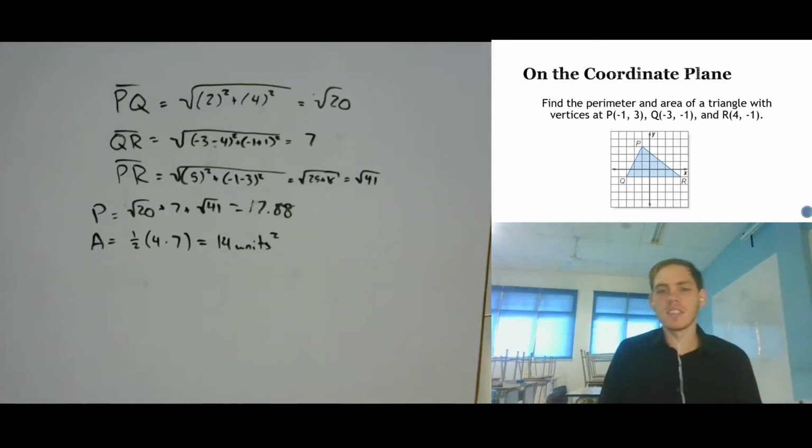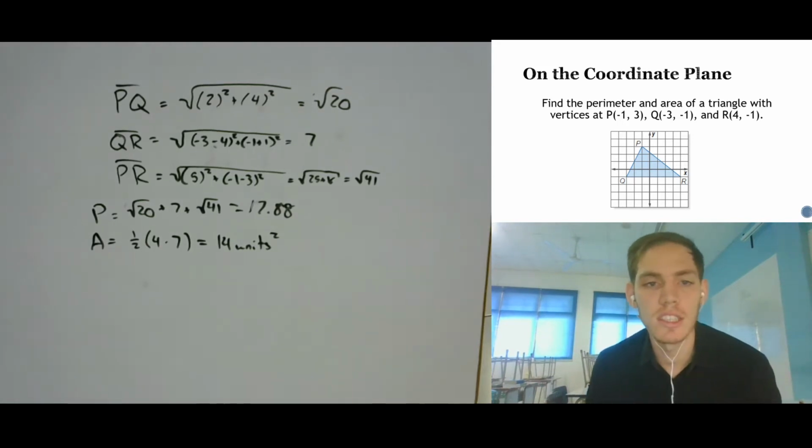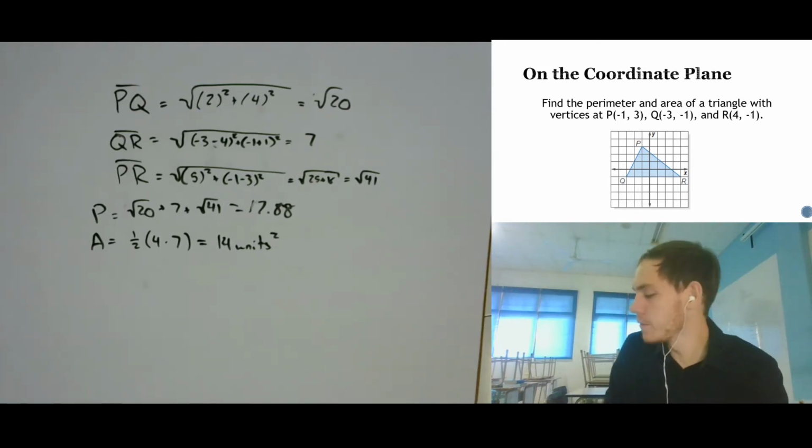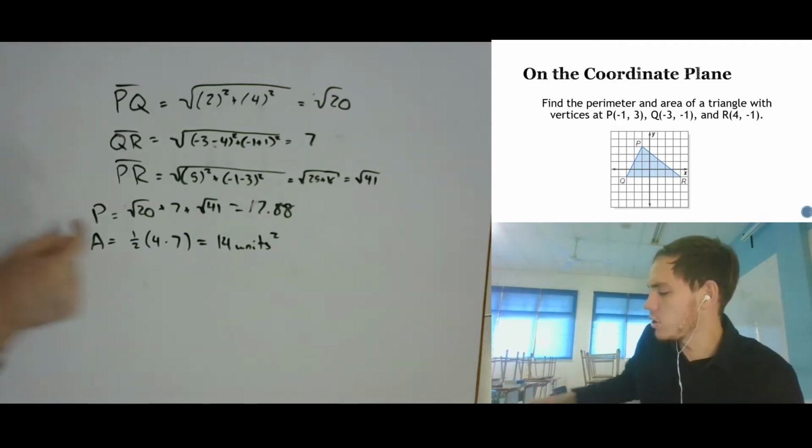Hello back students, if you solve the problem that's great. So you have to calculate the length of PQ, the length of QR, and the length of PR. So as you can see, I did each of those. Then for perimeter, you need to add them.